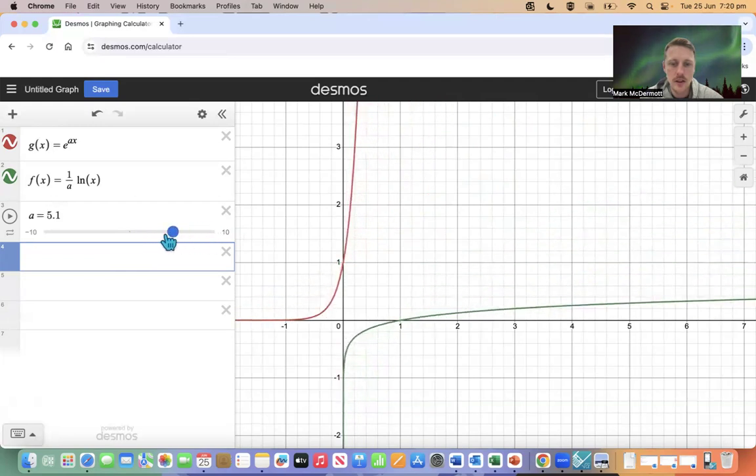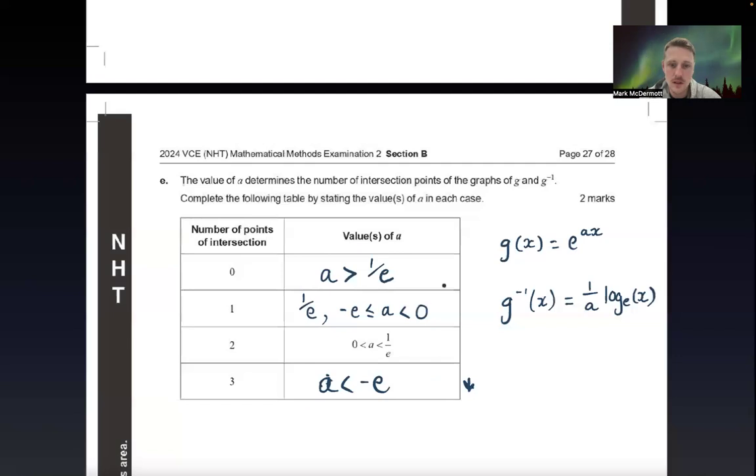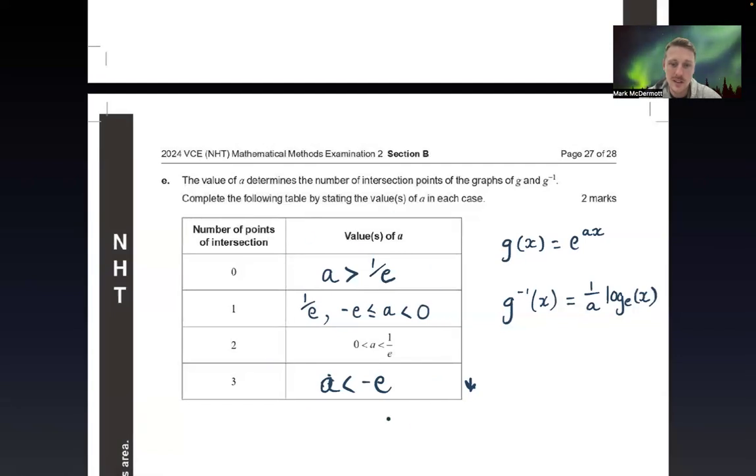So good luck doing all that on your Casio ClassPad under the time conditions, but I think that's the answer. So just to confirm, I think these are the answers. Let me know what you think. And good job doing that exam. I thought that was quite challenging.